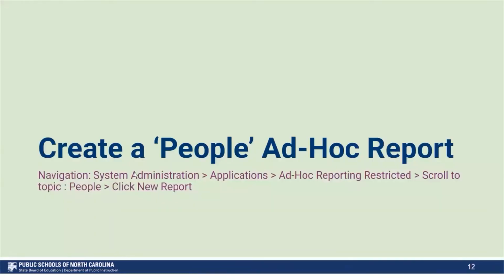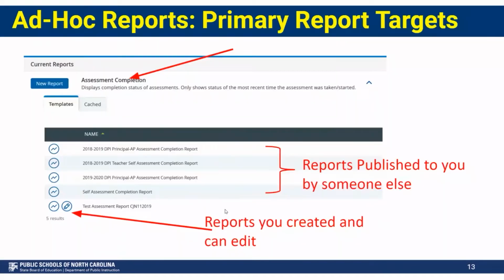We're going to take a look at that as we get into building out the report, which we're about to do. We're going to create a people ad hoc report. So I want you to navigate, if you're following along in your system, to system administration, applications, ad hoc reporting restricted. We're going to scroll down to the report topic of people, and we're going to click on new report. And I'll show you that in just a minute. Let's go over there.